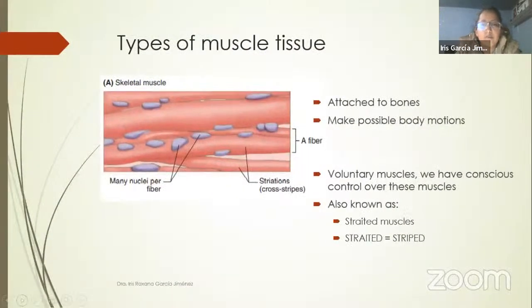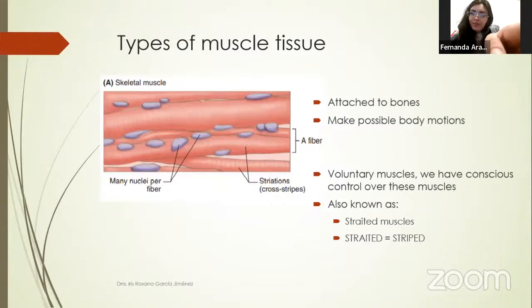Moreover, we have the types of muscle tissue, the skeletal muscle. Jael, Fernanda, can you listen to me? Yes, I can. Can you read this slide, please? Attached to bones, make possible body motions, voluntary muscles. We have conscious control over these muscles, also known as striated muscles, striated.